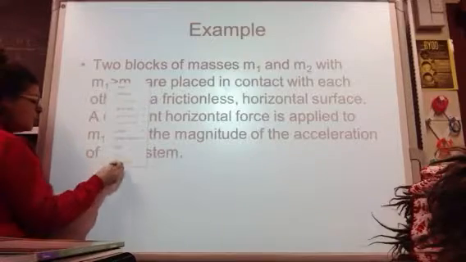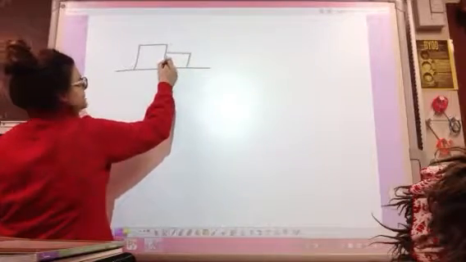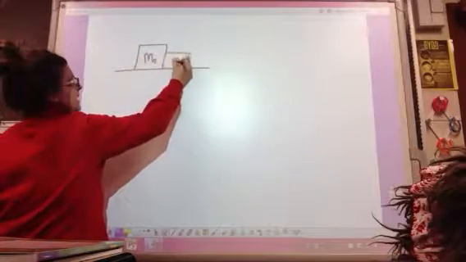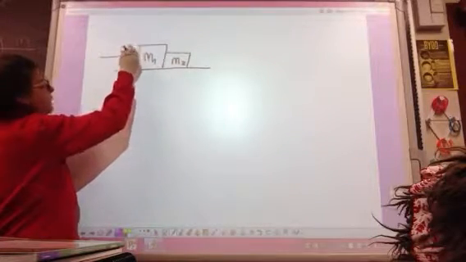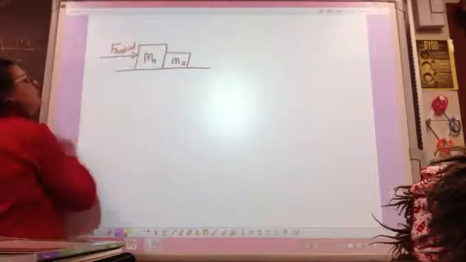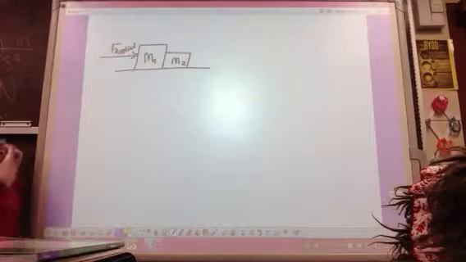So before we even draw a free body diagram, I think we should draw a picture of the situation first. So I have two masses, and they're in contact, and they're on a flat horizontal surface. We're assuming that's frictionless. So here's M1, and here's M2, because M1 is greater in mass than M2. And it said that we have an applied force, we'll just call that force applied, that's being applied to mass number 1. So that's what my overall system looks like. And I want to find the magnitude of the acceleration of the system.